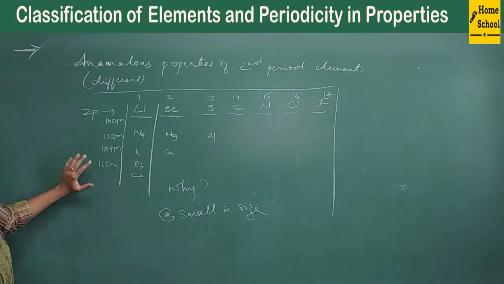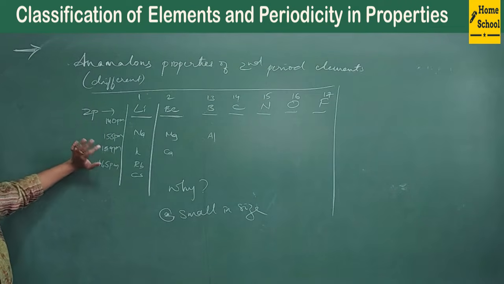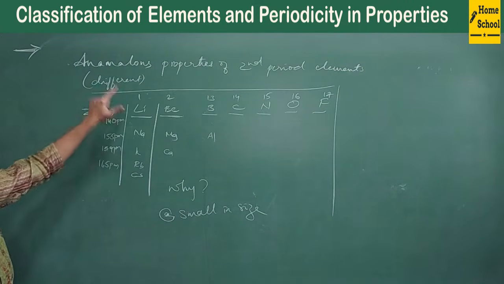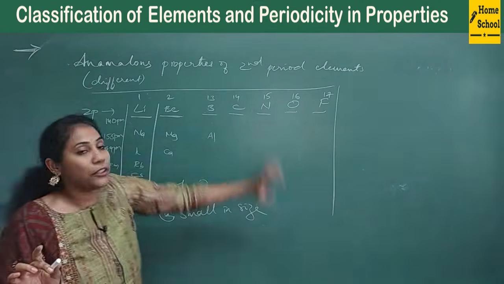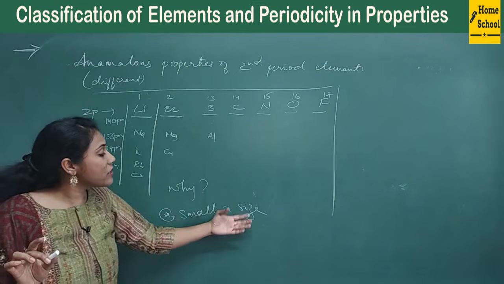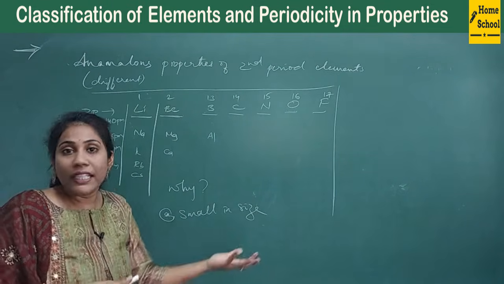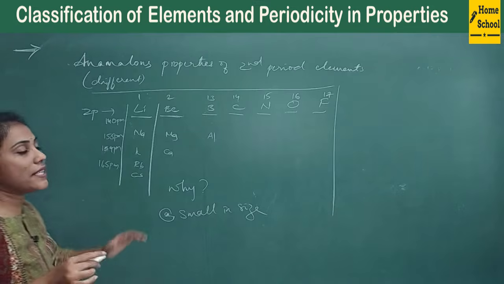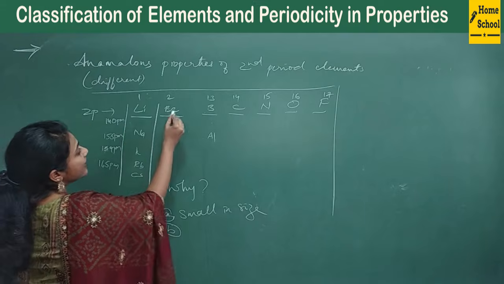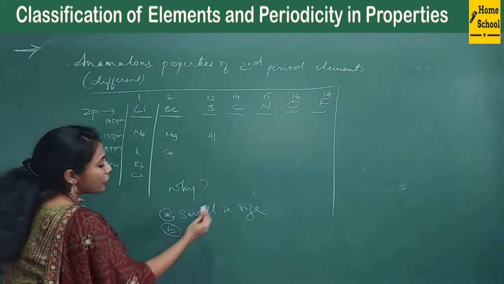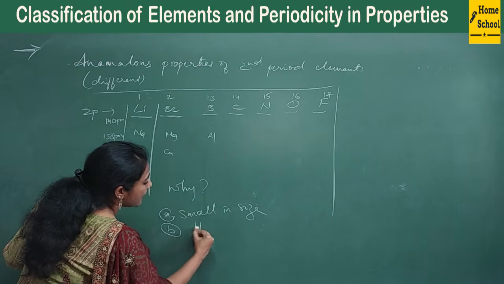These are not actual numbers. Just to get clarity, I gave these approximate numbers. This is my assumption, that's it. But definitely there is a large size difference between the first and second element in every group. So they are very small in size, and that is the reason they behave quite differently from the rest of the elements present in a group. And the second reason is, since size is very small compared to other elements in a group, they have very high ionization enthalpy.